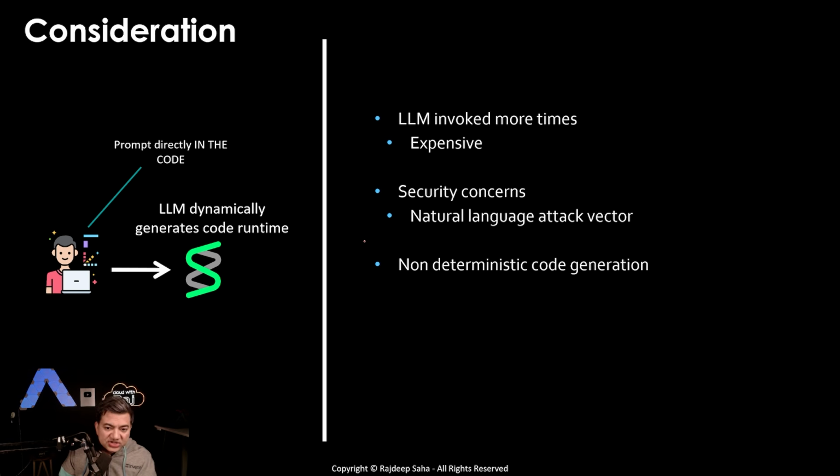Also, the code generation is non-deterministic. What this means is, and you see this as well, if you send the same prompt to the same LLM two different times, most of the time it generates two different things.